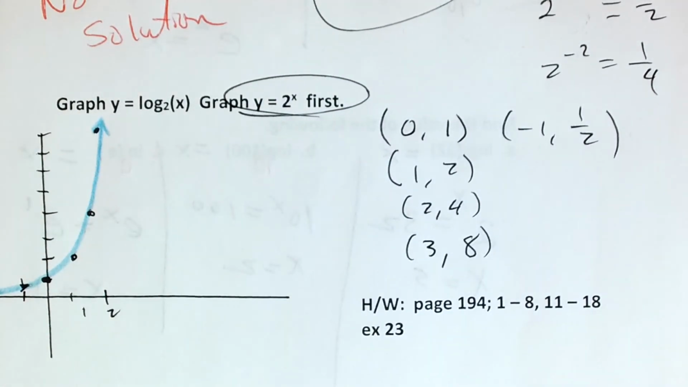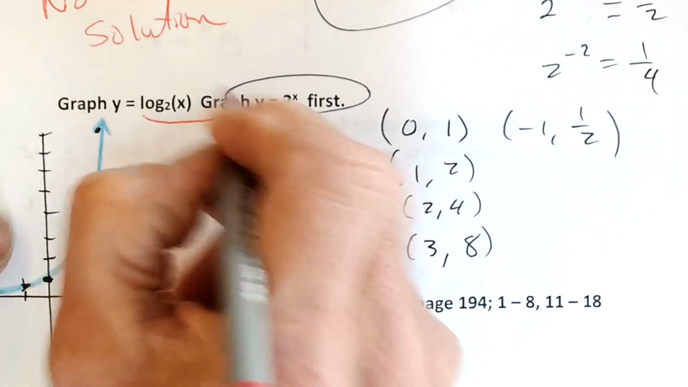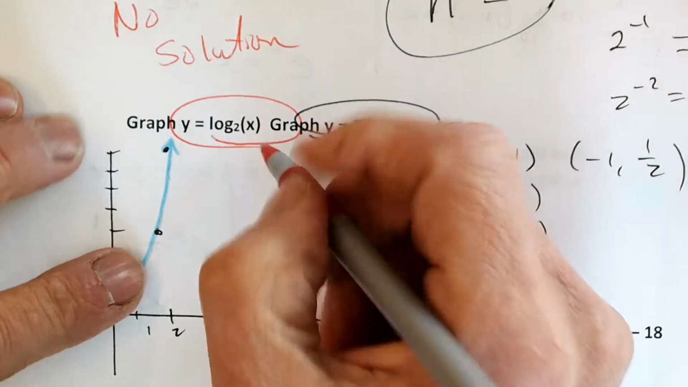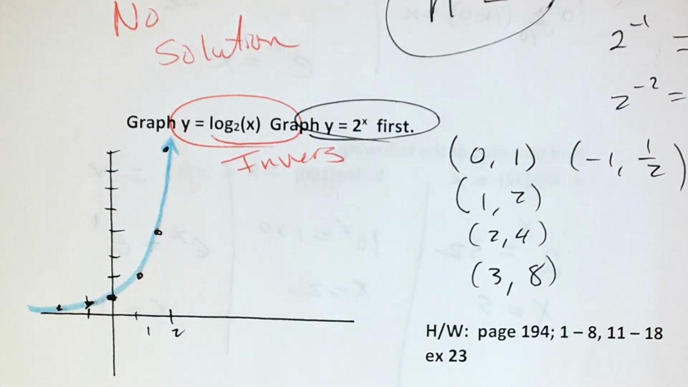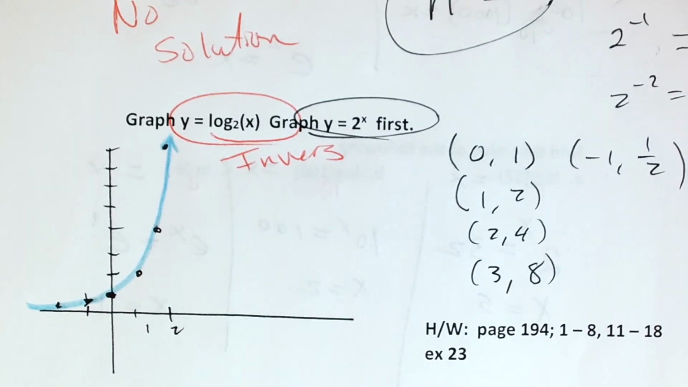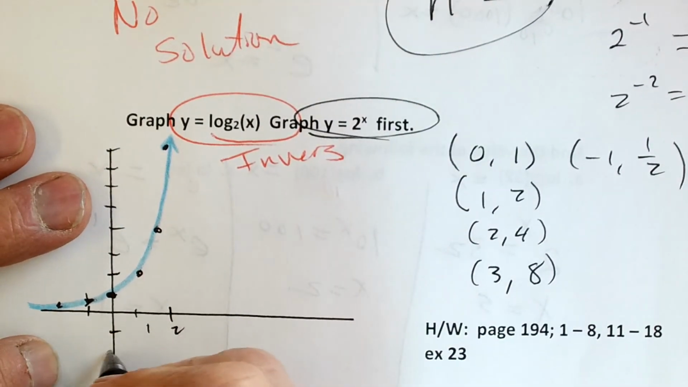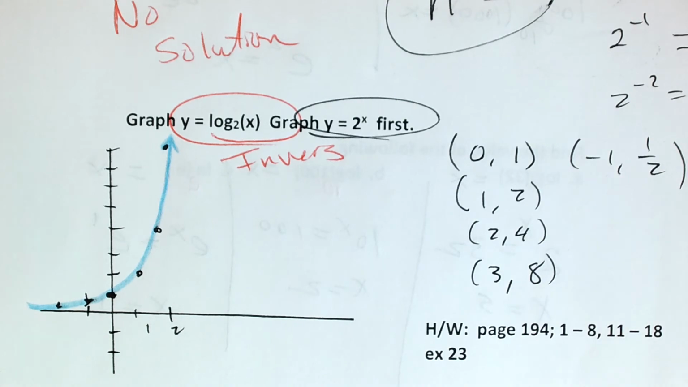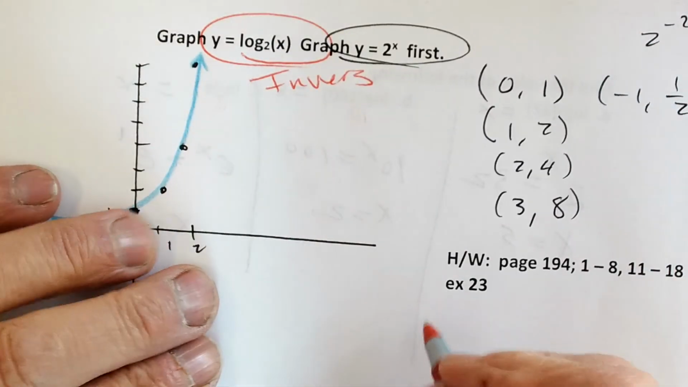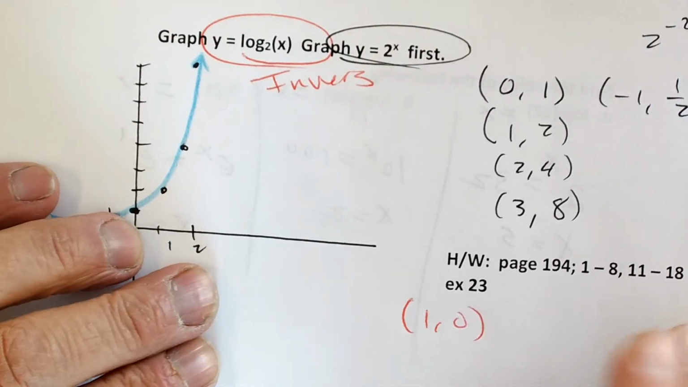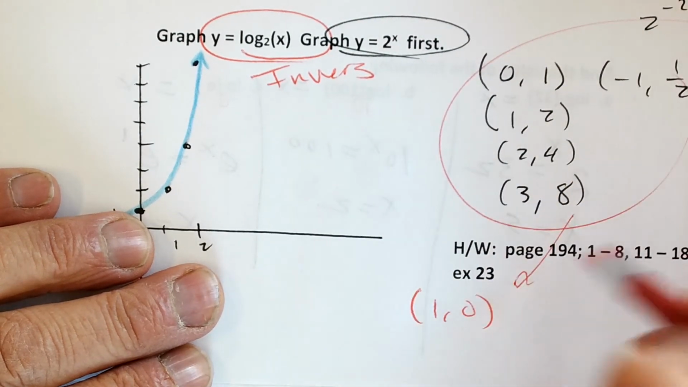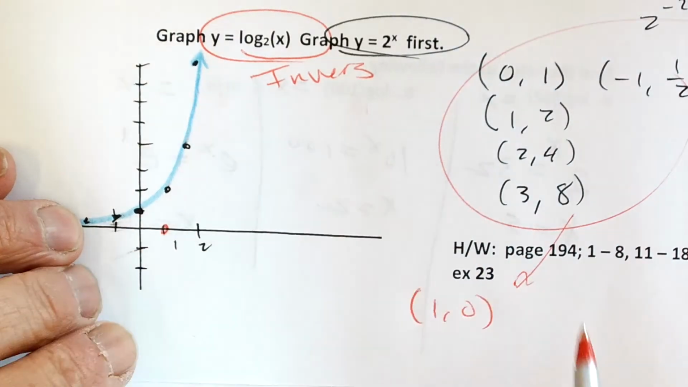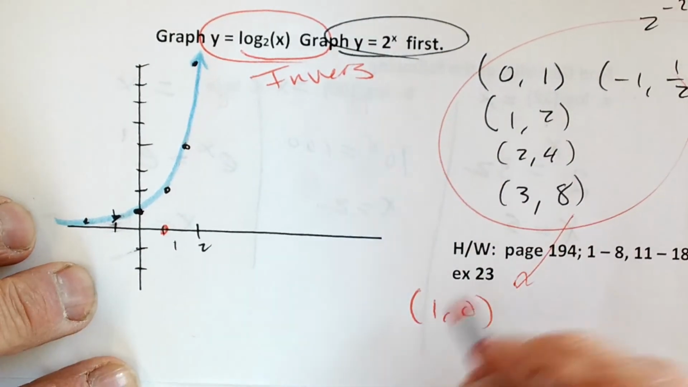The logarithm is the inverse of it, okay? The way we did inverses before is we just switched the x and y values. Remember doing inverse? We just switched the x's and y's. So if I switch my x and y values, I'd have a point at 1, 0. I'm just taking the opposite of these points. I'd have a point at 2, 1.